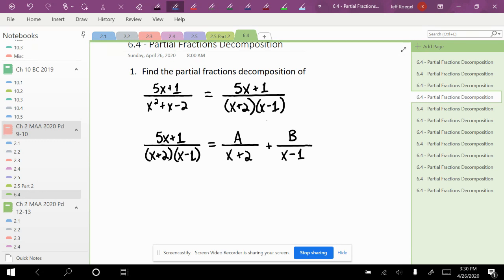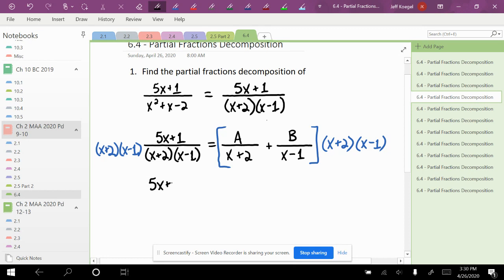What we're going to do is multiply both sides by the factored denominator. So x plus 2 times x minus 1, and then multiply here by x plus 2 times x minus 1. On the left, we have 5x plus 1, and on the right, after distributing, we get A times x minus 1 plus B times the quantity of x plus 2.